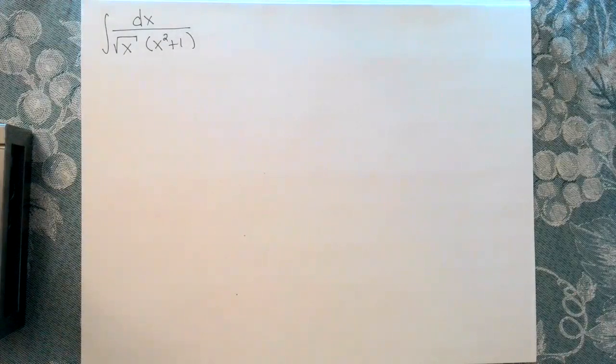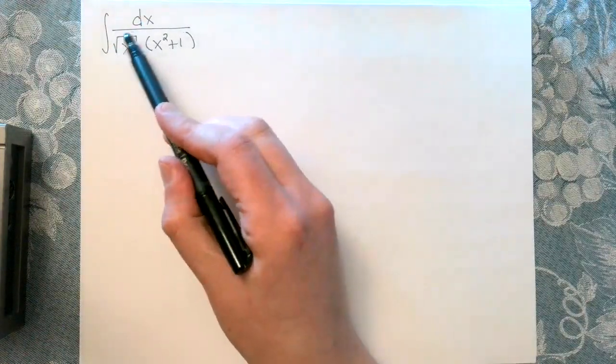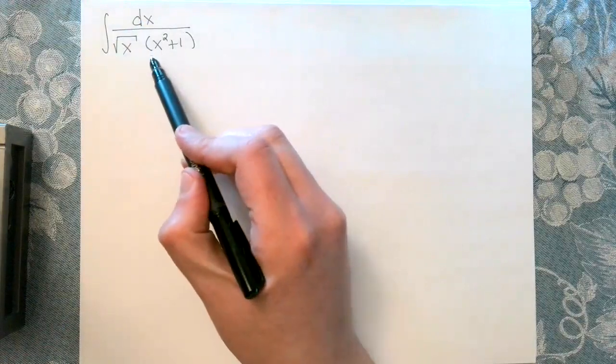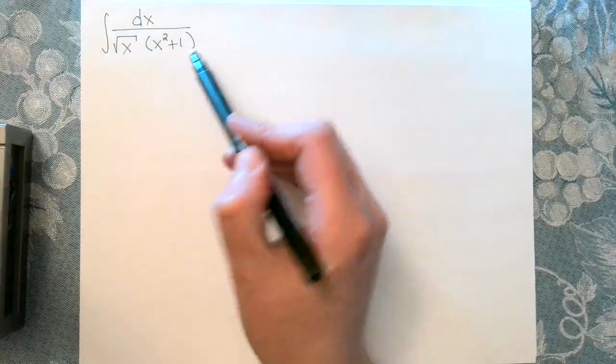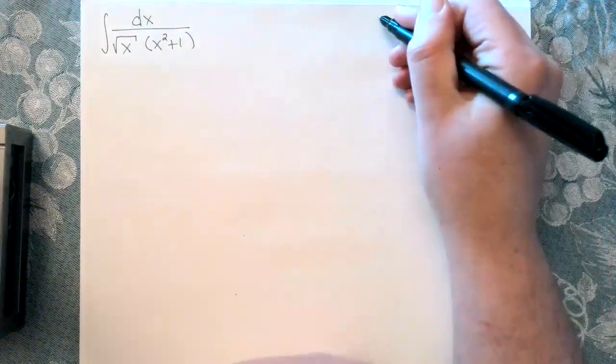Okay, so here is our integral. And so we're actually going to start off with a substitution. We're going to let u equal this. And then our goal will be to get rid of this, write it in terms of u, get rid of this, write it in terms of u. So here we go.